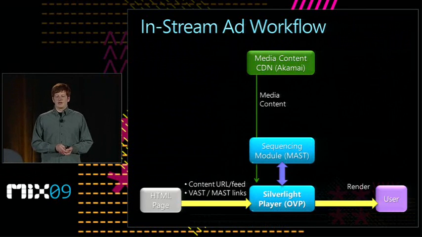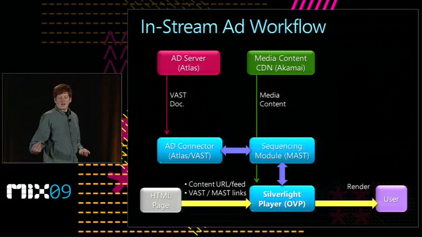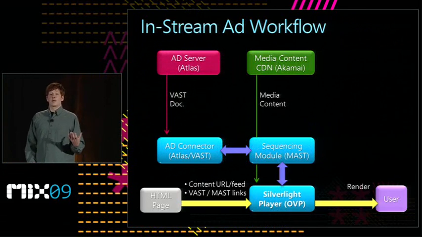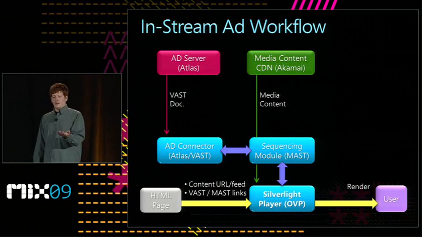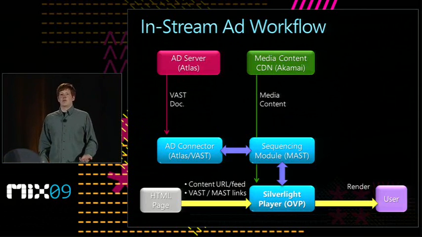Then the OVP player will load the sequencing module for MAST, and that'll act upon your triggers. When a trigger fires, it'll find an appropriate ad connector to deal with that trigger. In this case, we'll be using VAST, and it can pull down a VAST document that describes the ads that you want to act upon.